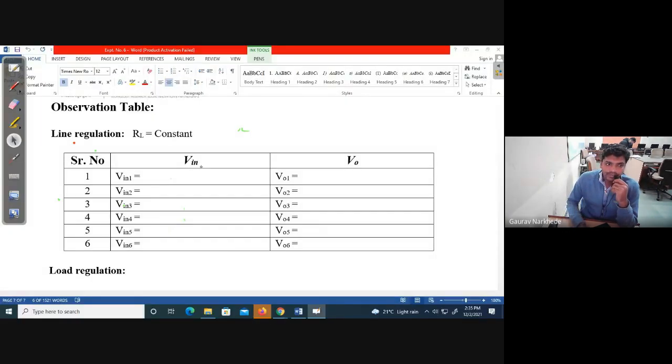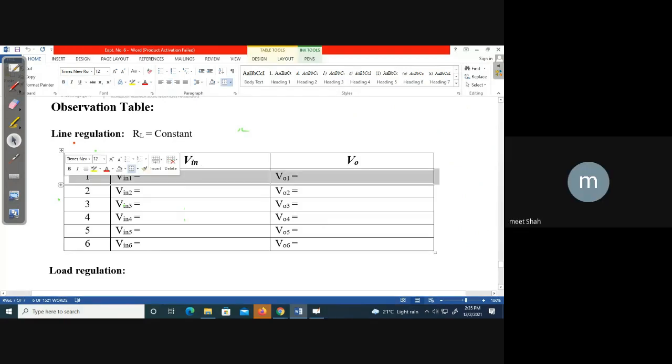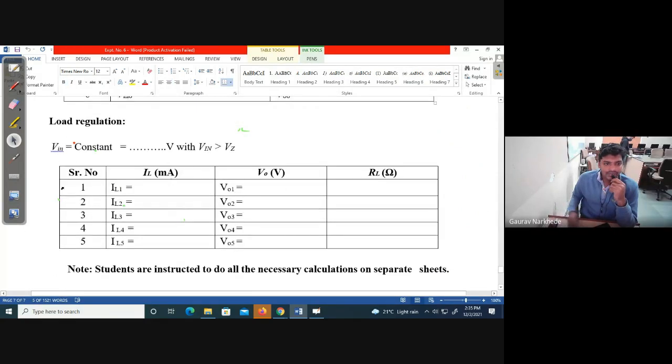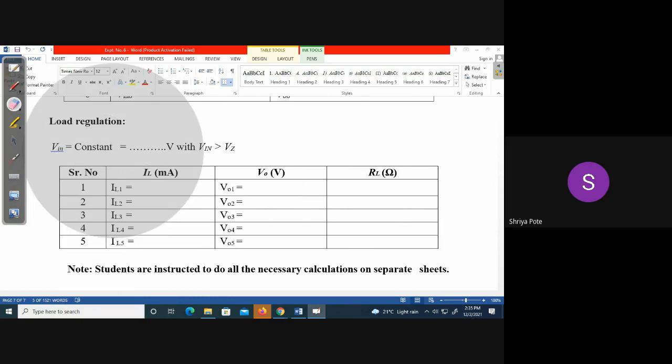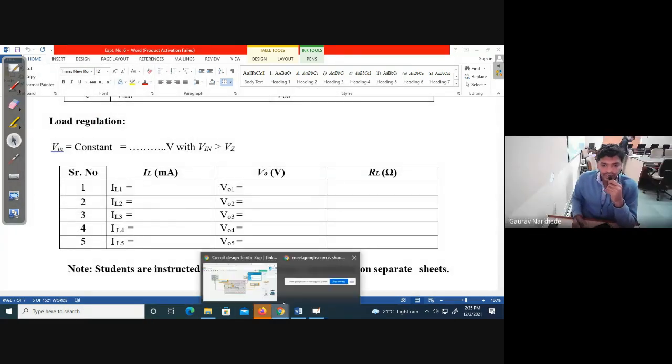Did you understand the calculation? Now in the second case, what you will be seeing? Vin is constant. How much? It is kept constant at 12 volts, correct? You are keeping it at 12 volts constant. Now let me do it practically for you.